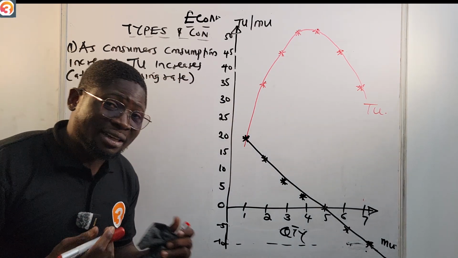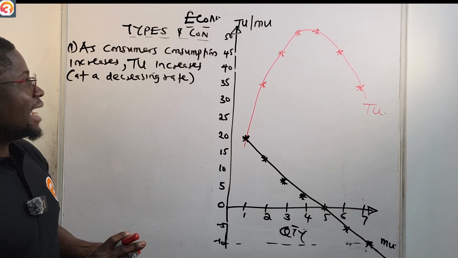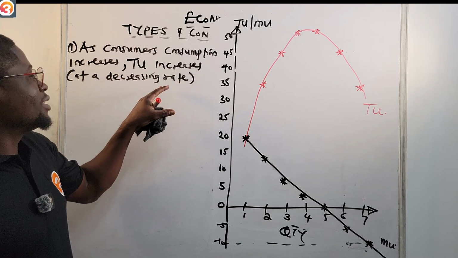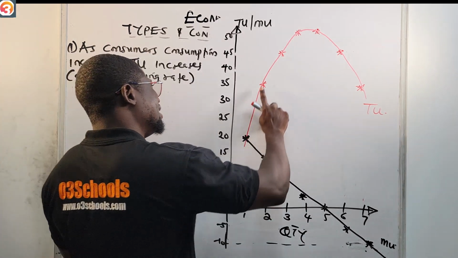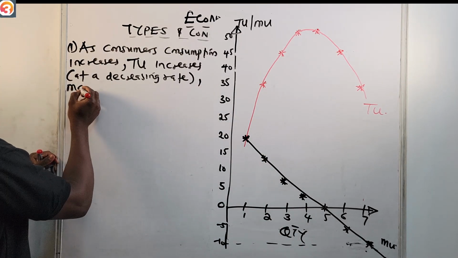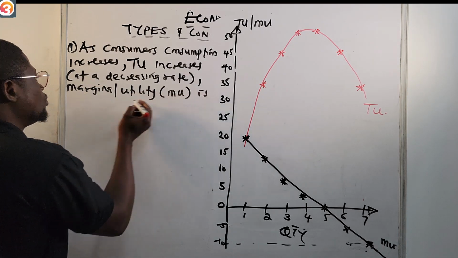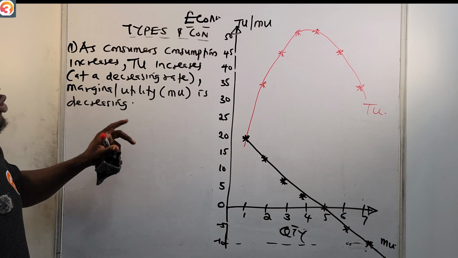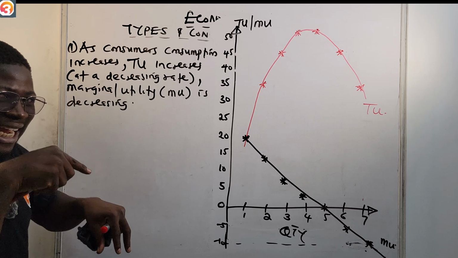It's from the graph. We are seeing all these things, so you are not supposed to cram anything. The graph will tell you what you are looking for. All right. So as a consumer's consumption increases, total utility increases at a decreasing rate. But what happens to marginal utility? As the consumption is increasing, marginal utility, that is MU, is decreasing. So take note of that. As a consumer's consumption is increasing, total utility increases at a decreasing rate, but marginal utility decreases.